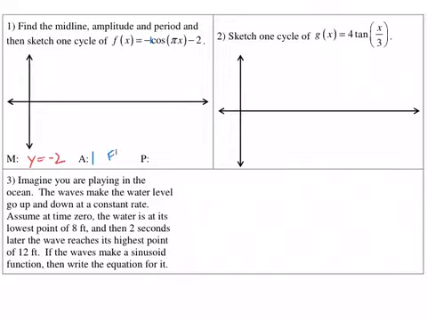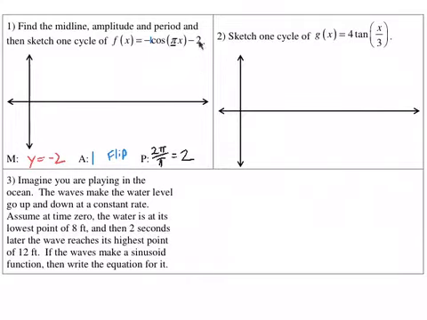Let me put the word flip so when we do the graph we know it's upside down. And the last one is the period. Well, the period deals with this number right here, but it's 2 pi divided by that number. So when I reduce that, I get 2.